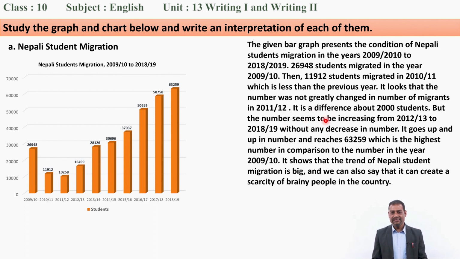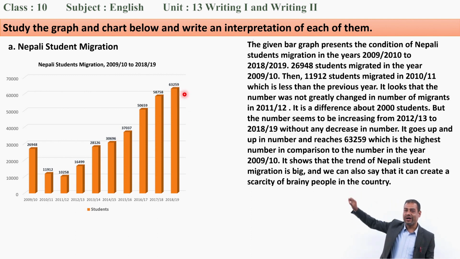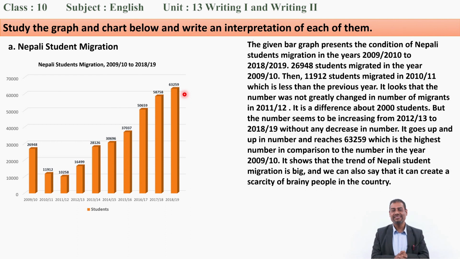Then you can say it is a difference of about 2000 students, not exactly, but about. The number seems to be increasing from 2012 and 13 to 2018 and 19 without any decrease. After that year, if you look at the bar graphs, you can find that the number of students is increasing year by year. And the bar of 2018 and 19 is the very tall one, so it means that the number is very big. This is what you have to compare and write down in your interpretation.